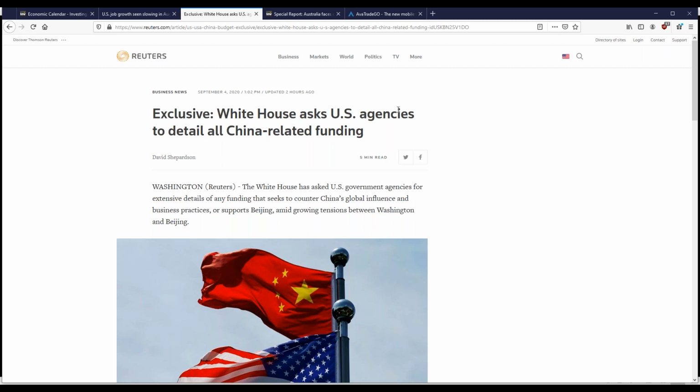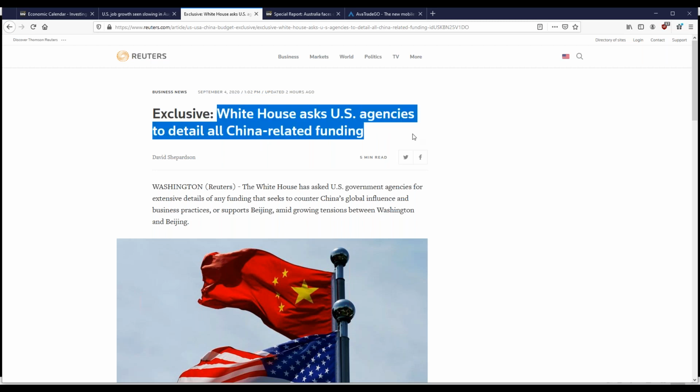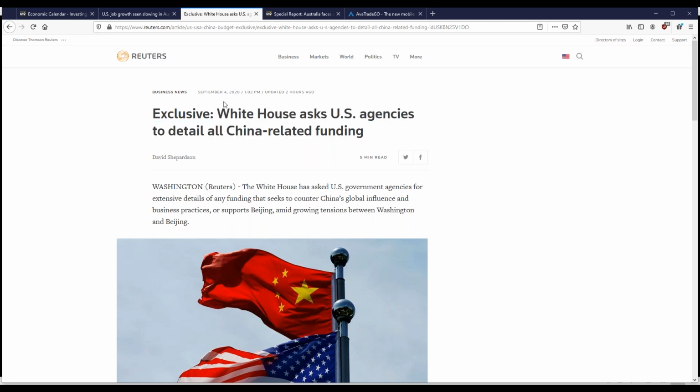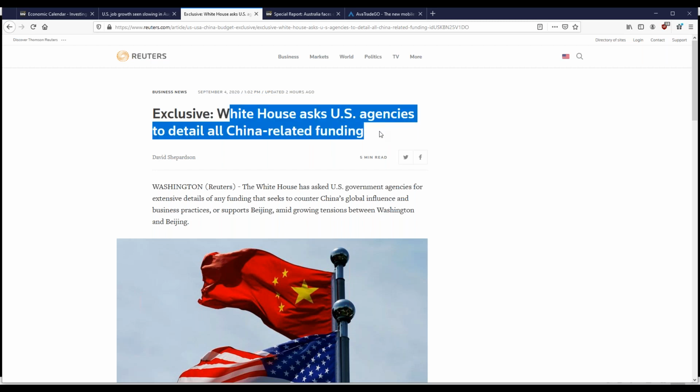Okay, so White House asks U.S. agencies to detail all China-related funding. Here it goes again, right? U.S.-China tension. Okay, U.S. looking into everything China, because basically the U.S. doesn't trust China. That's what it comes down to. Even with their trade deals, they don't trust each other.